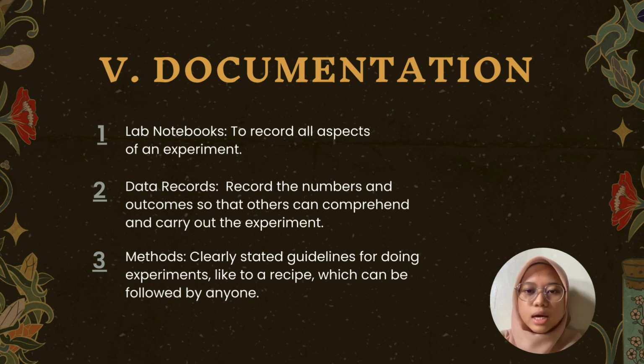First, notebook. Scientists need notebooks to write down everything they do in the lab, what they use, the steps they follow, and what happens. Next is the data record. Scientists will record the numbers and outcomes so that others can comprehend and carry out the experiment. Next, methods. Methods need to be clearly stated, as guidelines for doing the experiment.